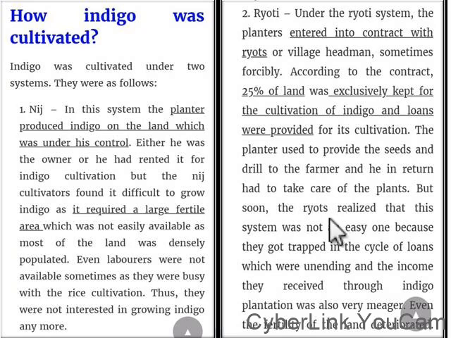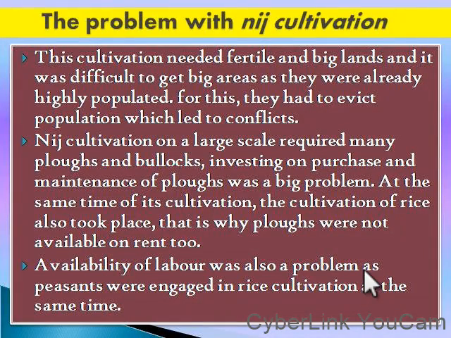But soon the Ryots realized that this system was not an easy one, because they got trapped in the cycle of loans, which was unending, and the income they received through indigo plantation was also very less. So these two systems faced various problems in indigo cultivation.